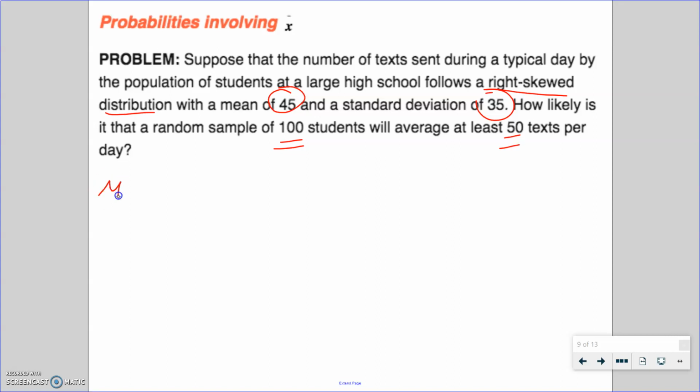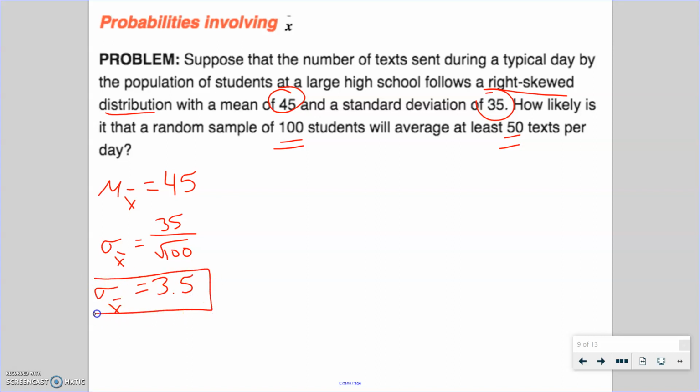So I start with my formula. And the mean in this case was 45, so the mean of the sampling distribution is also 45. The standard deviation of the sampling distribution is the standard deviation divided by the square root of the sample size, and the sample size is 100. So 35 divided by square root of 100, I get 3.5 for the standard deviation of the sample mean.